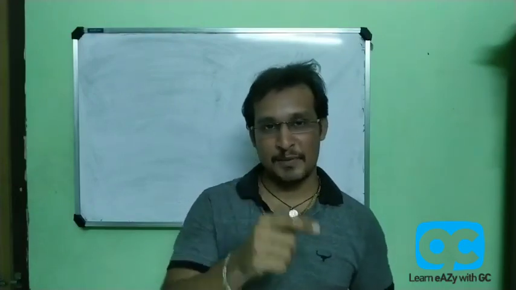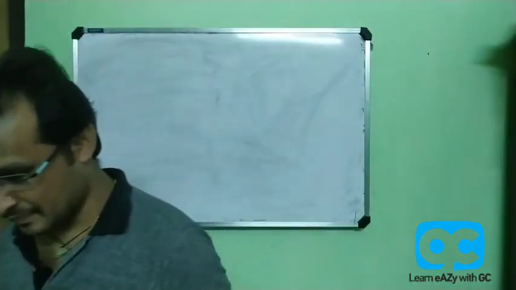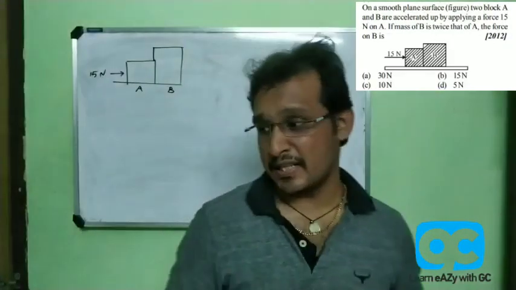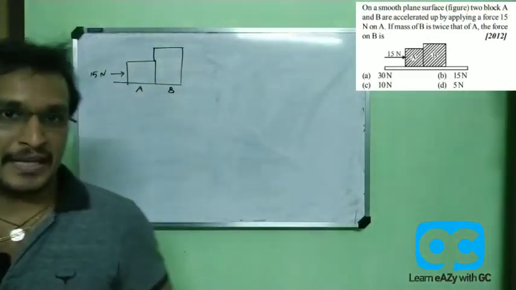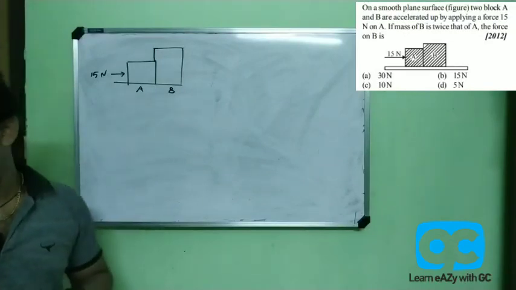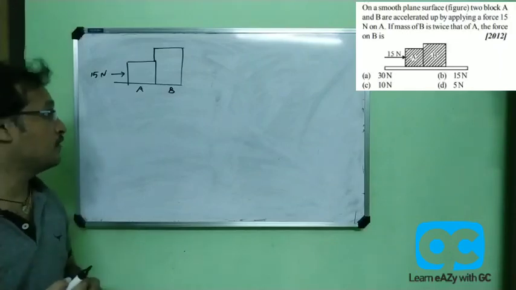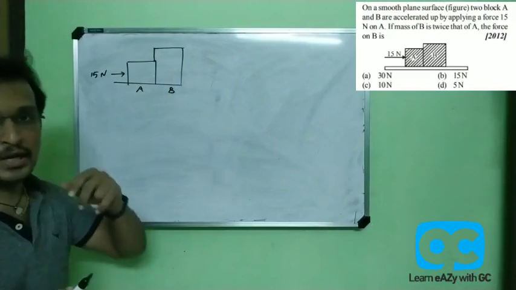So this is my first question of this part. Let's do it. In this question, you can see there are two blocks A and B. Two blocks A and B are seen in the question, and 15 Newton is applied on block A, and it is given that mass of B is twice that of A. They are asking what is the force on B?